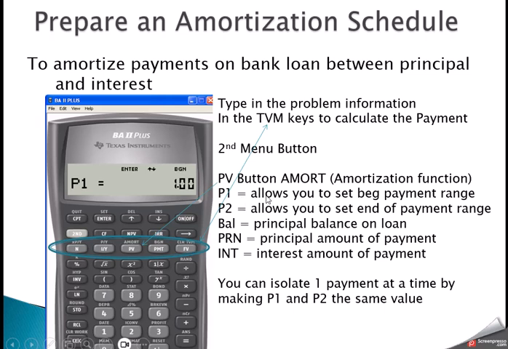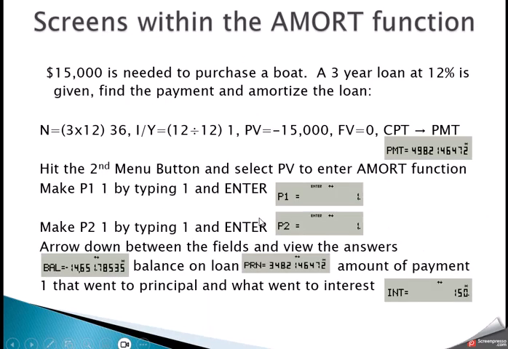But if we're just building the table or the schedule, just isolate one payment at a time. So here shows you kind of inside those screens. Again, if we had a $15,000 loan, 3 years at 12%, the first step is to find the payment. So 36 months is our N, 1 is our I/Y, that's our rate per month. We borrowed $15,000, the loan is paid off at the end. We have a $498 monthly payment on this boat loan.